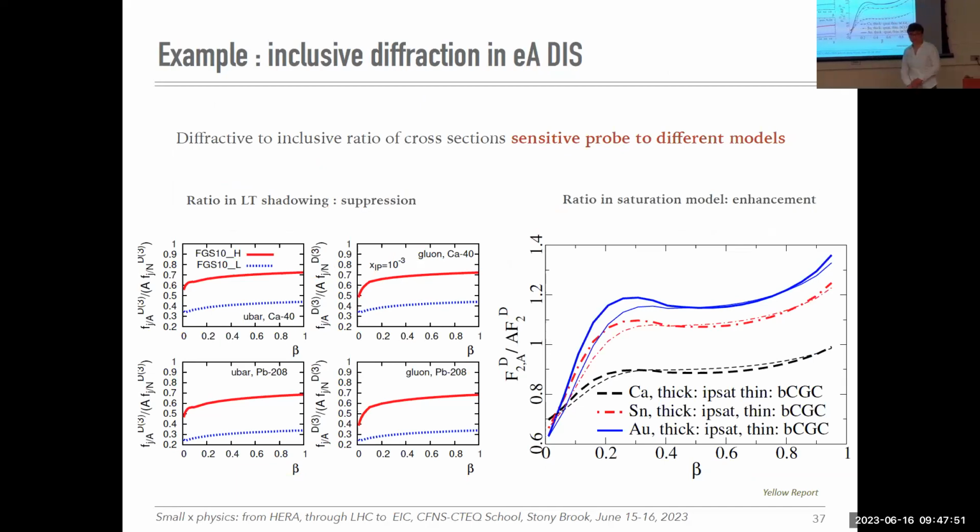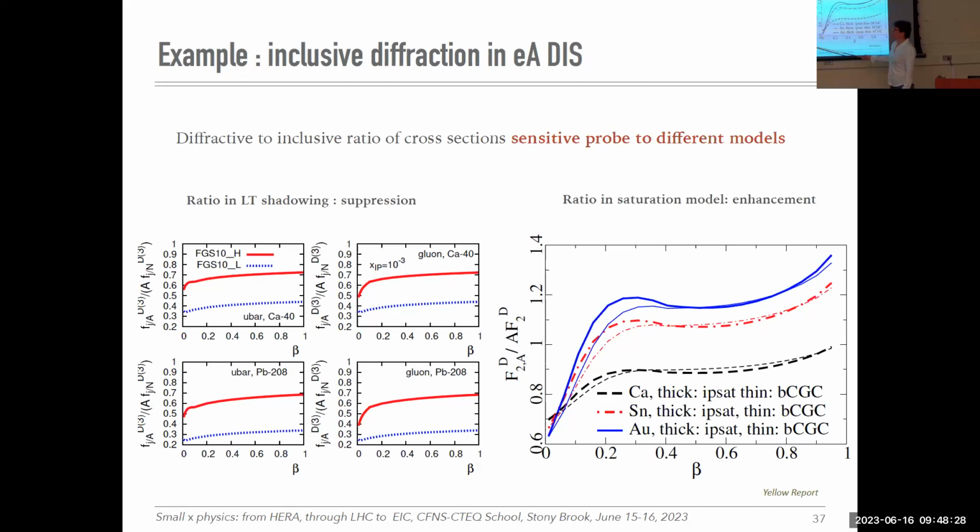Now, one thing that you can also measure at the EIC is inclusive diffraction on nuclei. So you look at the inclusive diffractive structure function in the nucleus relative to the proton. Here I show 2 models. This is calcium, this is lead, and this is uranium and the gluon. These are 2 different models. What you observe is that these curves are all below 1.